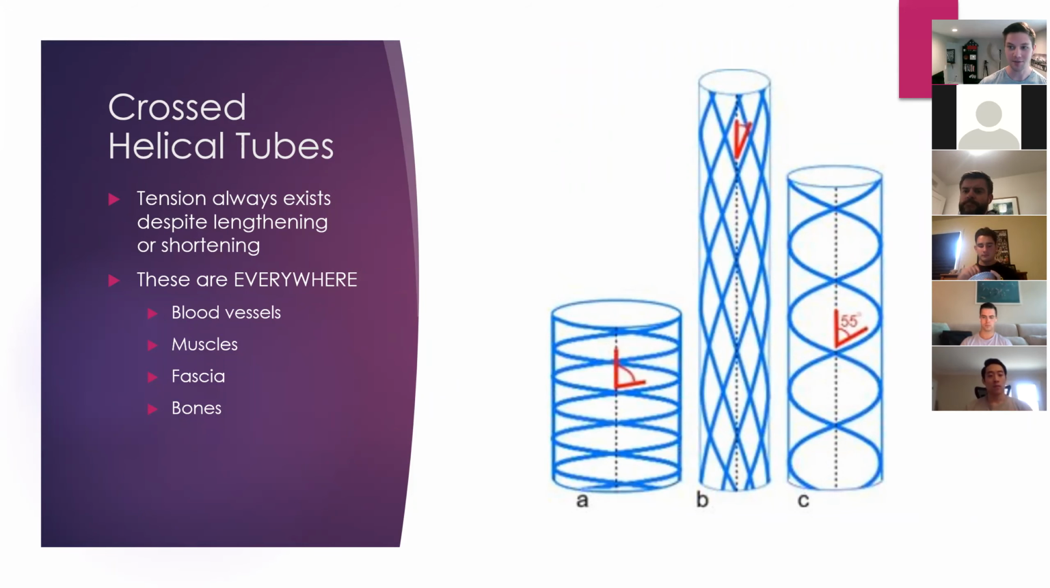And tubes are everywhere in our body: blood vessels, muscles, fascia, bones. So regardless of whether this structure expands or contracts, tension is always increasing. So we might think of muscles as if they contract like this and then expand like that, but really it's this, it's that. Contract, expand, wind, unwind.